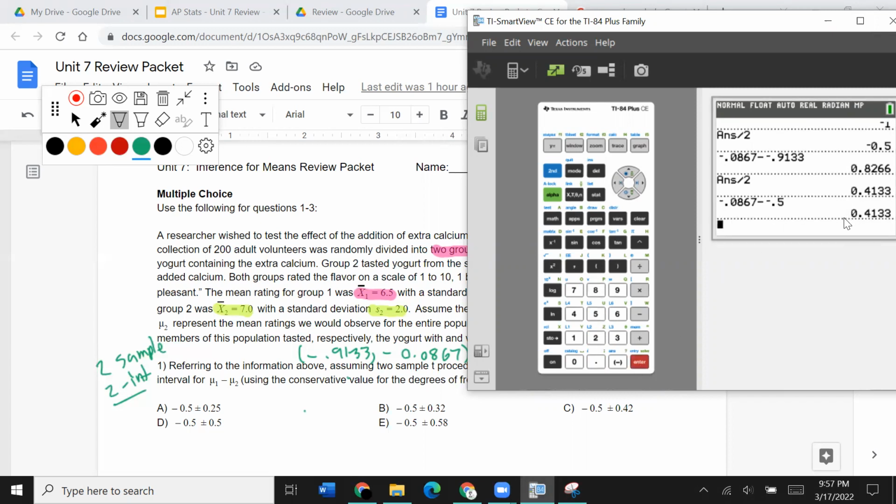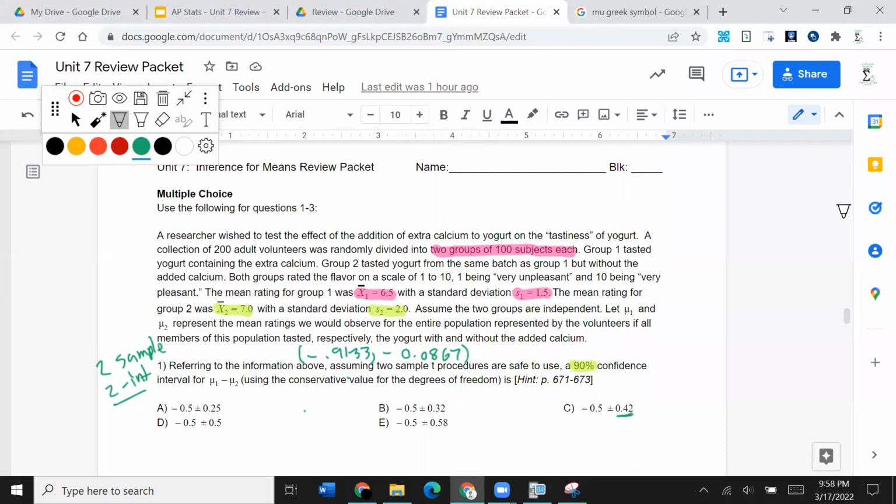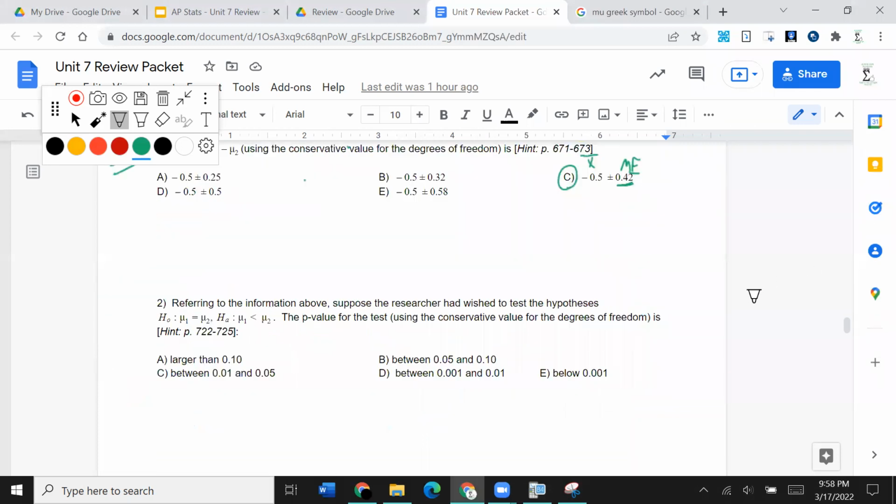So anyway, it's not exactly 0.42, but you can see here that's really awfully close to it. So we're going to, of course, use that one here. That's close enough. Remember, your calculator does not use a conservative estimate, so it's going to be a little more precise. That's going to be your margin of error, and that's going to be your sample mean difference there between x1 and x2.